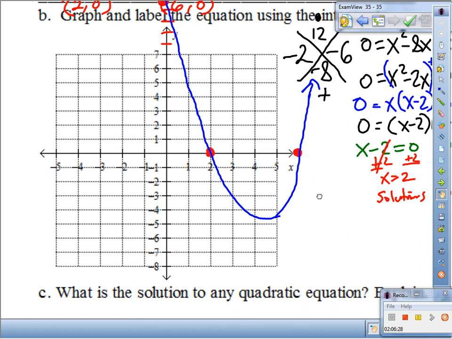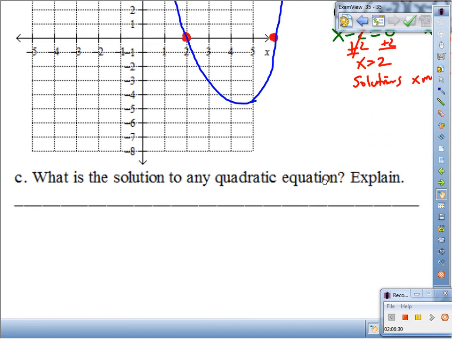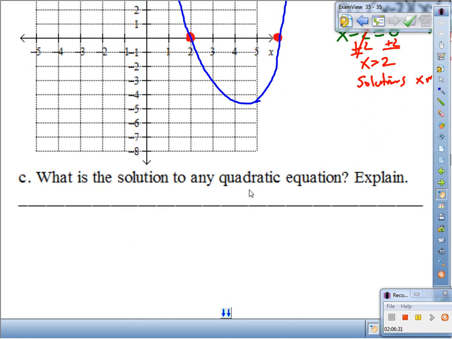Let's answer the last question. The last question. It says, focus please, what is the solution to any quadratic equation? Talk about your neighbor. What is the solution to any quadratic equation?